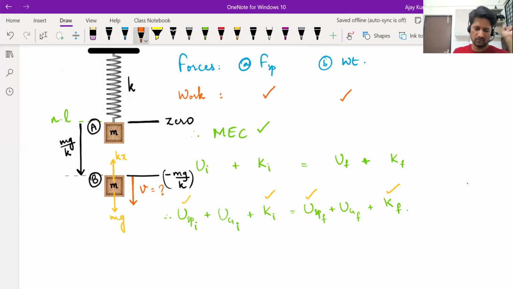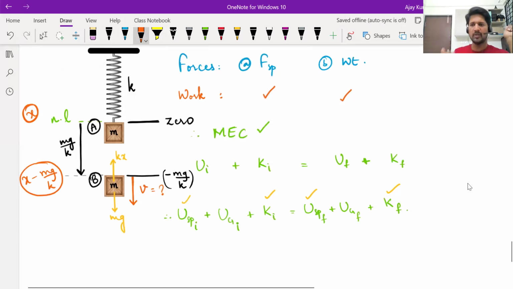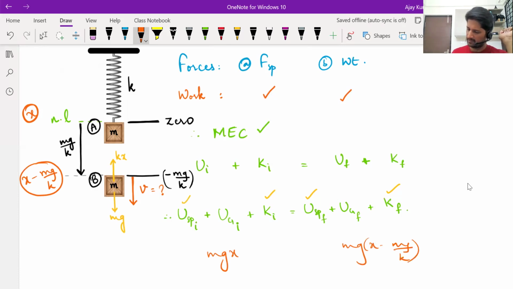Or you could have done it like this also. You could have assumed initial height to be x. We don't know how high it is above the ground, so take it as x. Then the final height will be x minus mg by k, because the final position is below the initial position. If you substitute, initial gravitational energy you'll get mgx. Final, you'll get mg into x minus mg by k. That mgx part will get cancelled anyway. So whether you take that initial height as 0 or some non-zero value is not going to matter. That's what I am effectively trying to say.